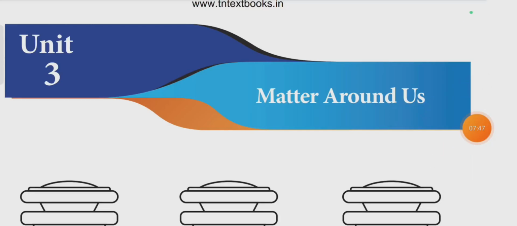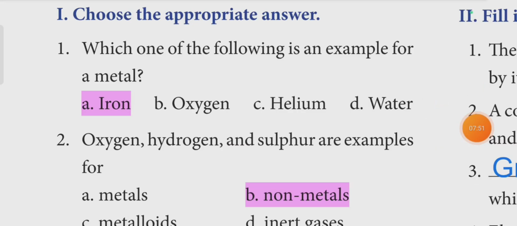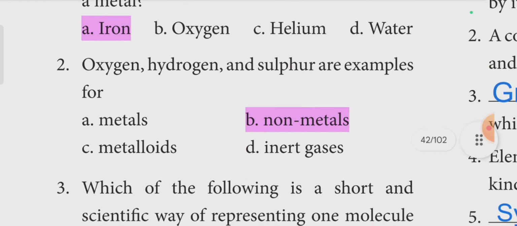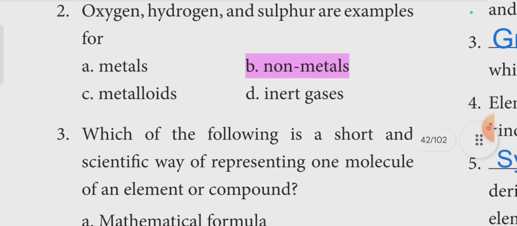Unit 3, matter around us. First Roman, choose the appropriate answer. First one, which one of the following is an example for a metal? Iron. Second one, oxygen, hydrogen and sulfur are examples for non-metals.